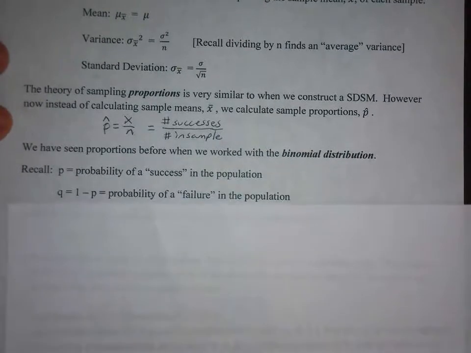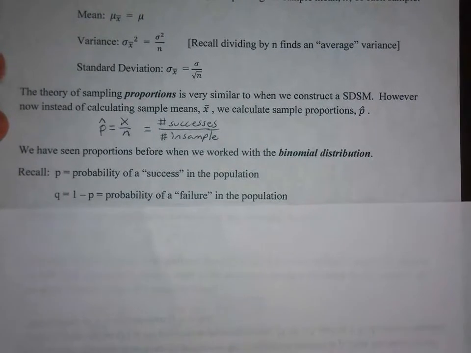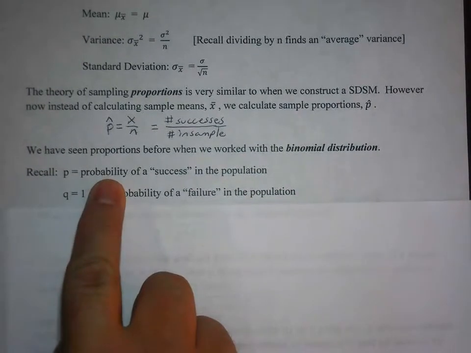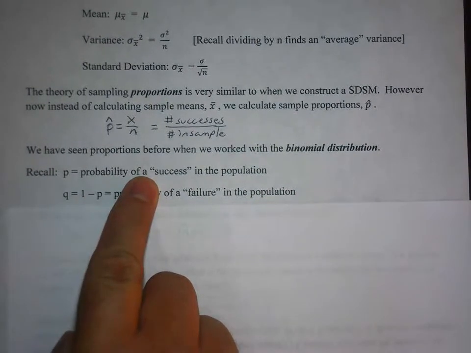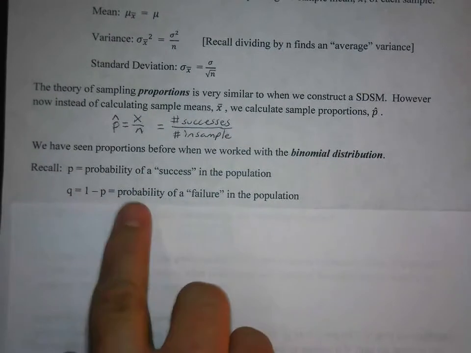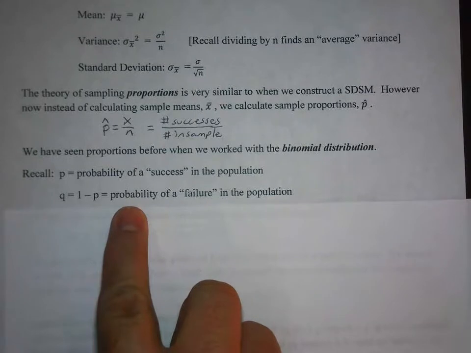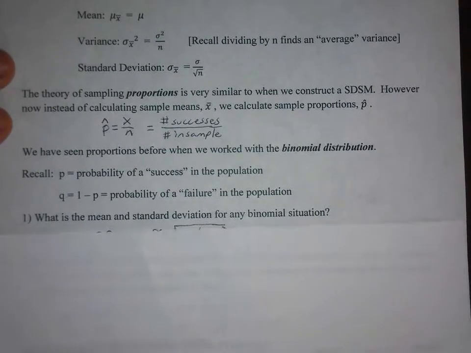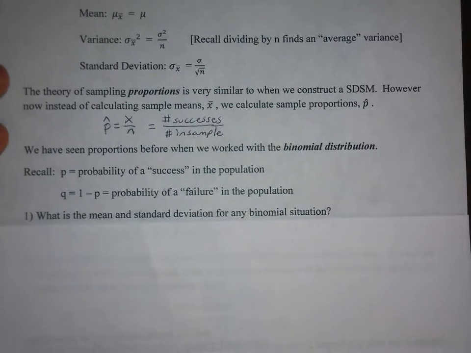We have seen proportions before when we work with the binomial distribution. Recall that p is the probability of success in the population, and 1 minus p, q, is the probability of a failure in the population. So with a binomial, there are two possibilities. We have a success and a failure.